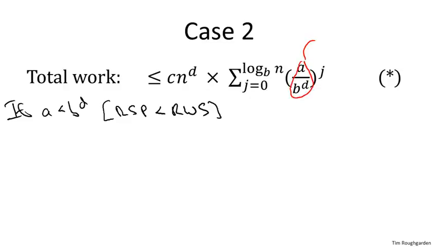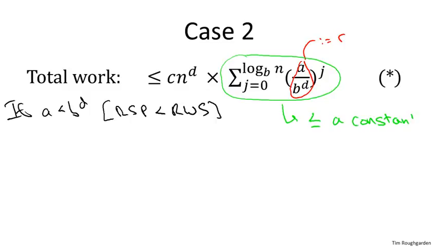Since a is less than b to the d, this ratio is less than 1. So let's call this ratio r. So r, you'll notice, does depend on the three parameters a, b, and d, but r is a constant. It does not depend on n. So what is this sum? We're just summing up powers of this constant r, where r is less than 1. What did we just learn? We just learned that any such sum is bounded above by a constant, independent of the number of terms that you sum up. So therefore, what does this expression star evaluate to?